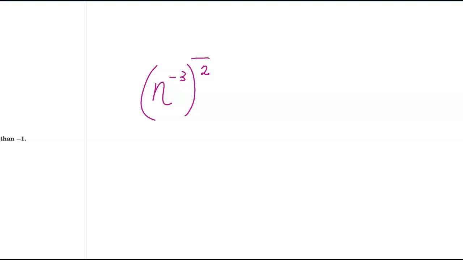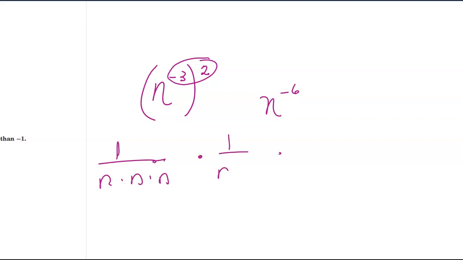Okay, what I'm going to do is multiply these. Let's see if that external exponent property works. That'd be n to the negative 6. Well, let's look at this. n to the negative third is 1 over n times n times n, right? If I square that, I multiply it by 1 over n times n times n, which sure enough is 1 over n to the 6th, which is in fact n to the negative 6th.